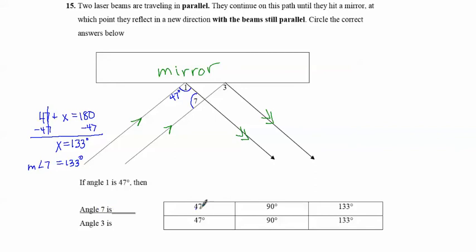So on your selections, if you were doing this on the computer, you would click this box, but because we can't click it, we can circle it. So you can write in, now that you know that this angle is 133, you can write it in.